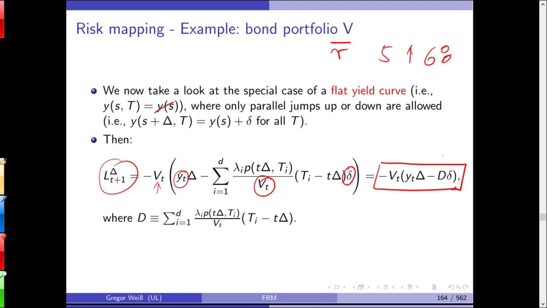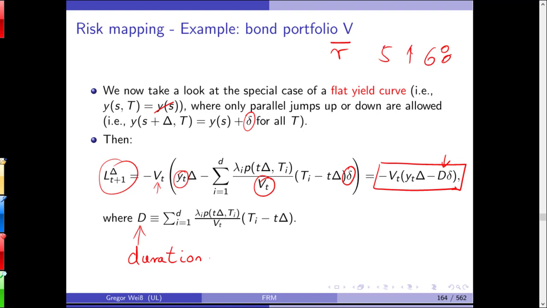And look at this little capital D here. By the way, small delta is the change in the interest rate. D is now given by the sum over all investments, lambda I times P over VT times the remaining maturity on this particular bond. TI minus T delta is the remaining maturity of bond I, die Restlaufzeit. Does anyone know what this is and why the notation is already D? What is D? This is something that probably pops up in one of Professor Schumacher's lectures.